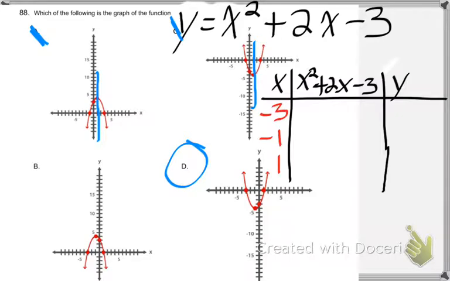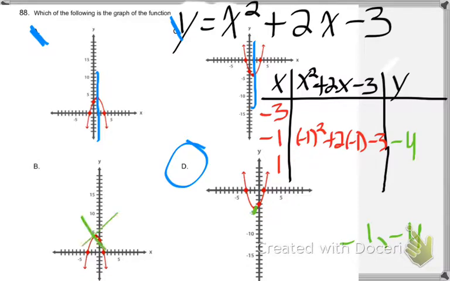For example, you know your vertex is at negative 1. So if you plug in a negative 1, you'll have negative 1 squared plus 2 times negative 1 minus 3. Okay, well, negative 1 squared is positive 1. 2 times negative 1 is negative 2. So we have positive 1 minus 2. Well, that's negative 1. All right, so we have negative 1 minus 3, which is negative 4. So that tells us we have a point at negative 1 comma negative 4. And you'll notice that's where this location is right there. This one is at 1 comma positive 4. That's why option B is out. It cannot be B because that vertex is in the wrong spot altogether.